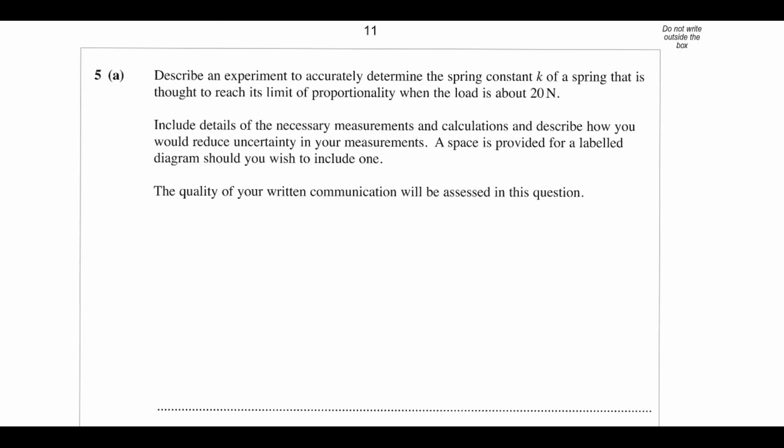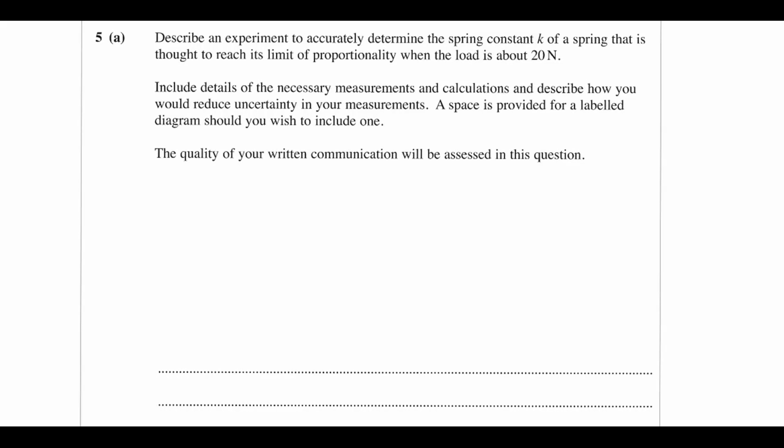Okay, so describe an experiment to accurately determine the spring constant of a spring that is thought to reach its limit of proportionality when the load is about 20 newtons. Include any details of measurements and calculations and describe how you would reduce uncertainty in your measurements. There's a space for a diagram should we want one. You should hopefully have done this experiment as part of your classwork. It's not the most exciting experiment in the world, but hey ho.